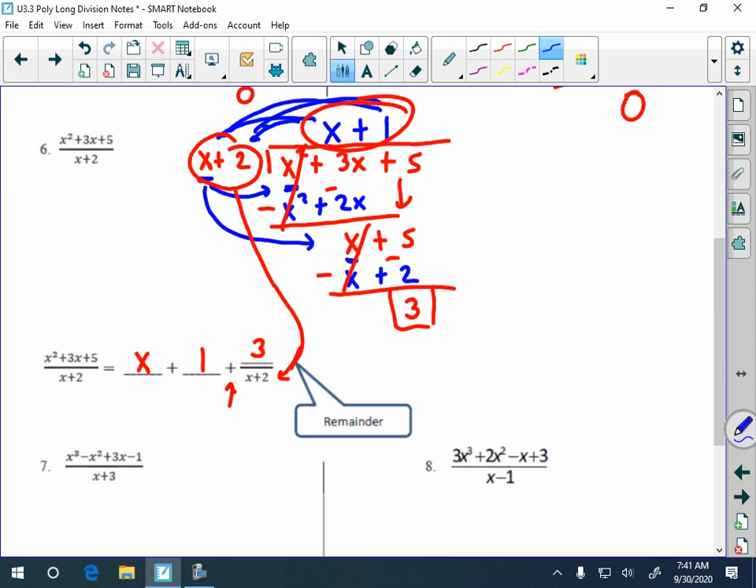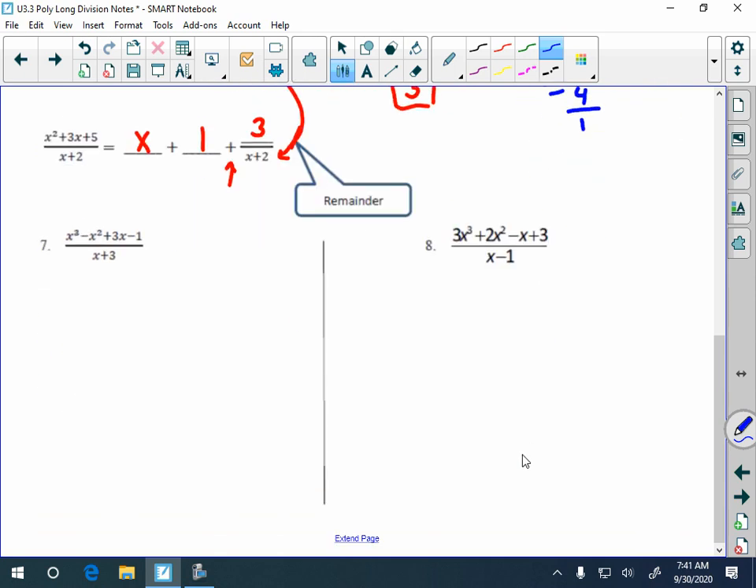So it's kind of like if we were dividing, I'm going to do this real quick, 5 divided by 2. Okay, 2 goes into 5 2 times with the remainder 1. So this is 2 plus a half, or 2 and a half. Okay, so 2 and a half is the same as 2 plus a half. So when we have polynomials, we add on the remainder part as a fraction.